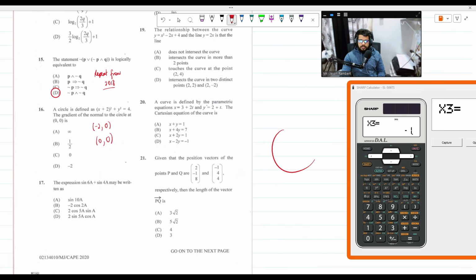So if we were to make a quick sketch of this, right? Because we have the same y coordinate, 0, 0 is here, minus 2, 0 is over here. So this particular radius is going to be a horizontal line, which will have a gradient of 0.